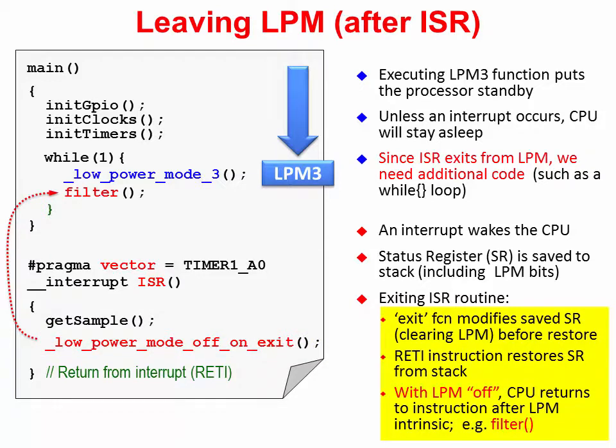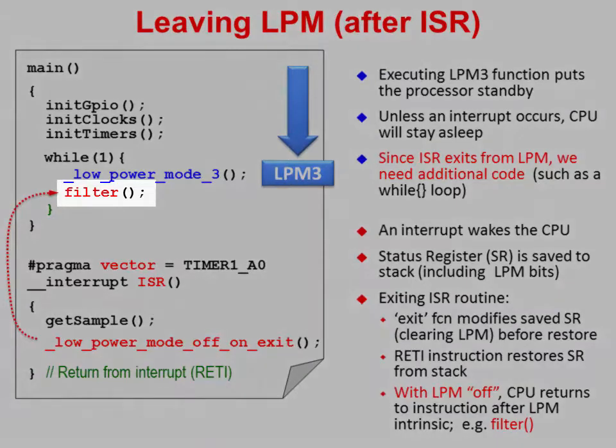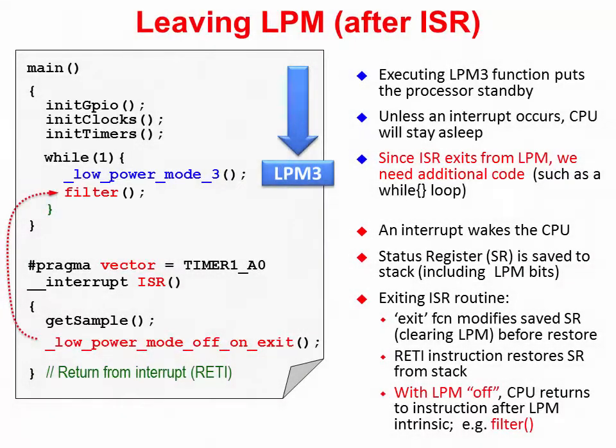Since we called this function in the example shown here, the compiler clears the low power mode bits when returning from an interrupt. As you might expect, this means the CPU starts executing whatever code follows the low power mode 3 function, which in this case is the filter function. Once the filter function is run, we turn around and return to the top of the while loop and enter the LPM3 mode again. Well, that is until the next time the interrupt occurs.